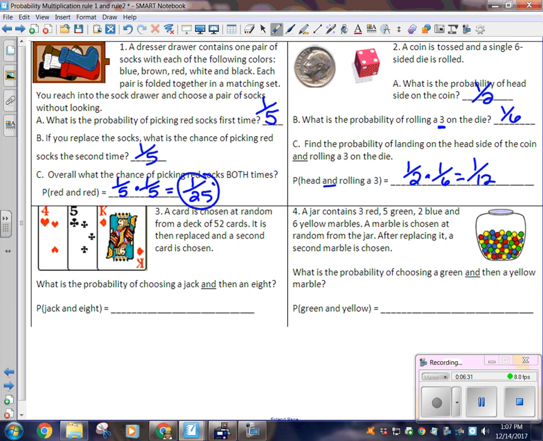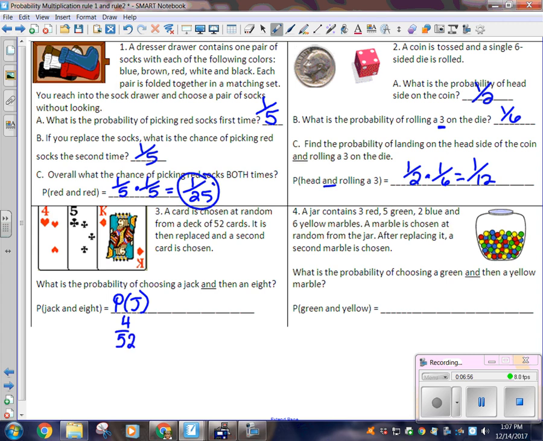So far, so good? Okay, number 3, a card is chosen at random from a deck of 52 cards. It is replaced. That's key. And a second card is chosen. What is the probability of choosing a jack and replacing it and getting an 8? What's the probability of doing a jack? You got 4 out of 52.